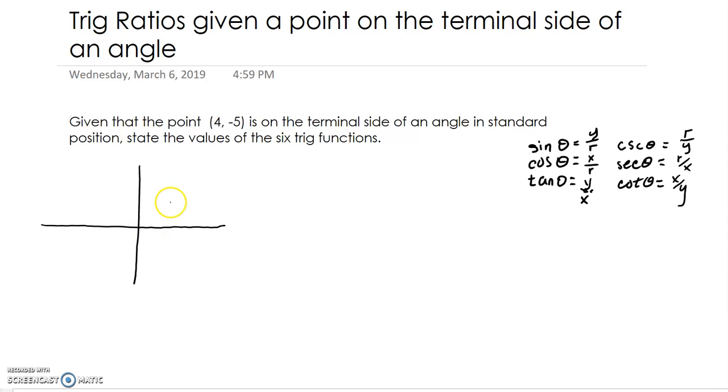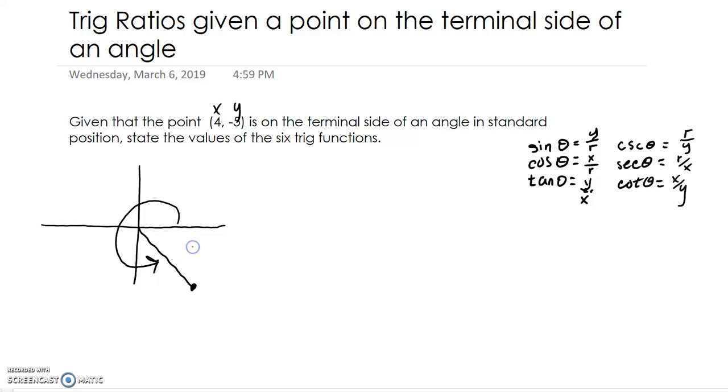So I'm going to plot the point, x and y, (4, -5), somewhere here. And it's on the terminal side of an angle. I'm not quite sure if the angle goes this way, or if the angle was going this way. I'm not 100% sure, but I do know that this point lies on the terminal side of the angle.